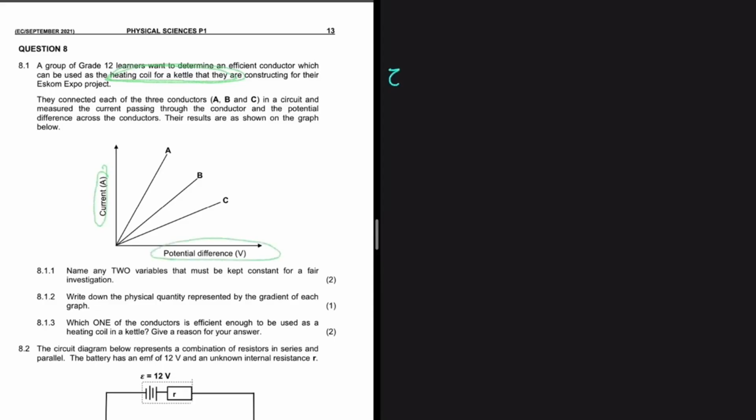And the first question, 8.1.1, says name any 2 variables that must be kept constant for a fair investigation, right? So the question really here is which factors affect the resistance of a conductor, right? If we keep those factors constant, then we have a fair test, right? So those factors, one of them is temperature, right? You need to keep the temperature of all the conductors the same so that it can be a fair test. If you increase the temperature, it has an effect on the resistance, so the test won't be fair anymore.